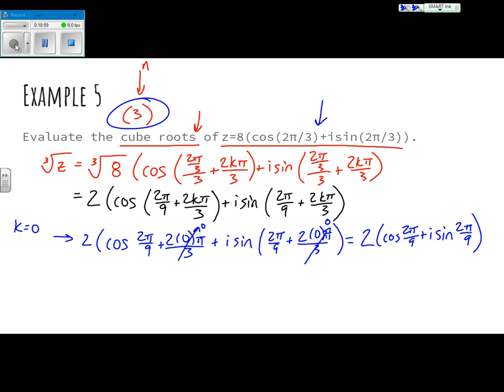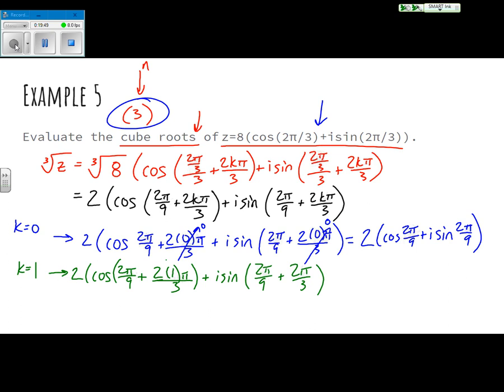It has a second cube root as well. I find the second cube root by plugging in 1 for k. So what does that give me? It gives me 2 times cosine 2 pi over 9 plus, well, this time, if I plug in a 1 right there, it's going to be 2 times 1. Let me go ahead and show that 1 right there. I think I'm going to lose you guys on this. There's a lot going on. So that'd just be 2 pi over 3, plus I sine the same thing. 2 pi over 9 plus, over here I'm just going to put 2 pi over 3. It's still 2 times 1 pi over 3.